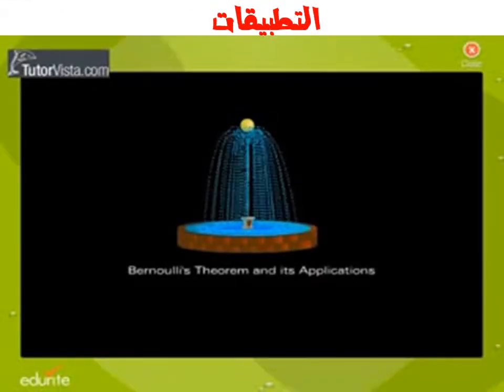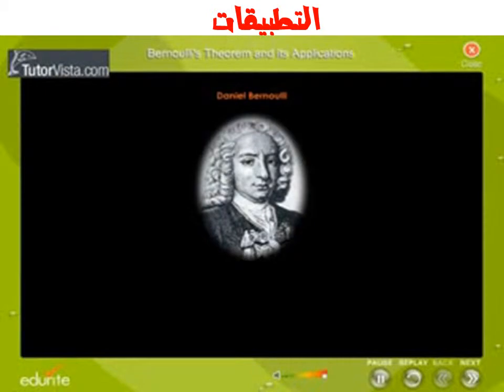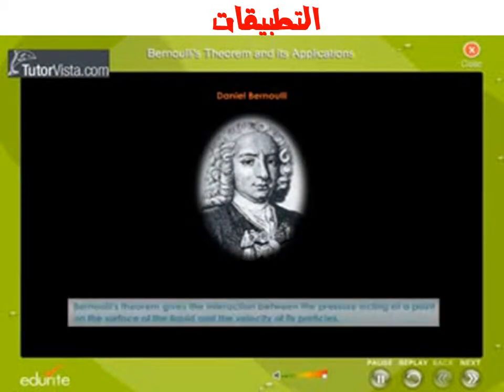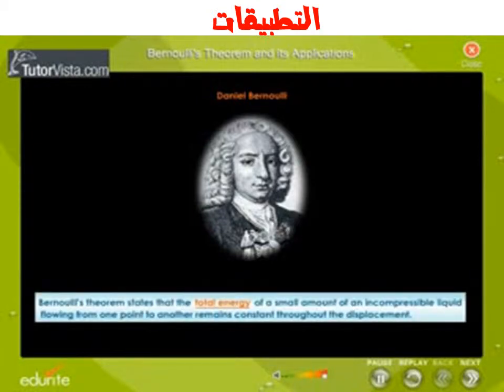Bernoulli's theorem and its applications. Daniel Bernoulli, a Swiss mathematician and physicist, stated a theorem which gives the interaction between the pressure acting at a point on the surface of the liquid and the velocity of its particles. Bernoulli's theorem states that the total energy of a small amount of an incompressible liquid flowing from one point to another remains constant throughout the displacement.